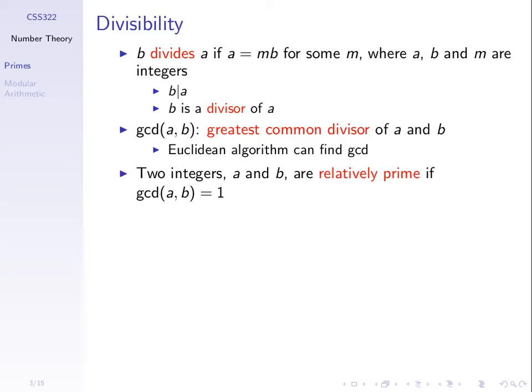We can say, and maybe this is new, that two integers, A and B, are relatively prime if their greatest common divisor is 1. This is not prime, this is a different thing, relatively prime. So any two integers, if their greatest common divisor is 1, then we can say those two integers are relatively prime with each other. We'll see that in use shortly.